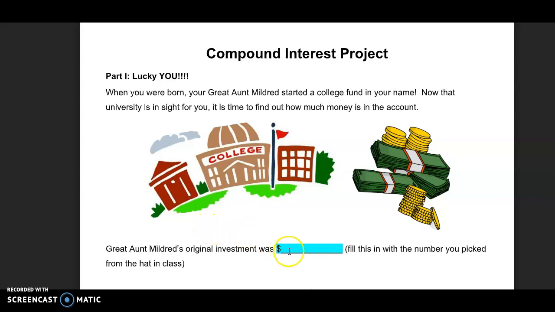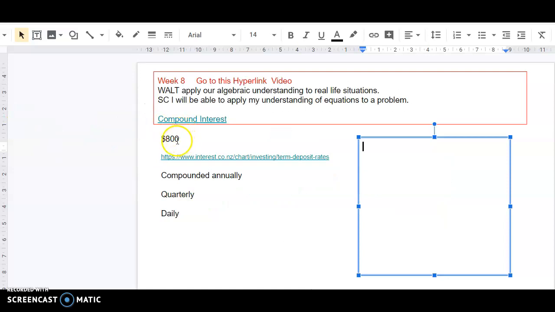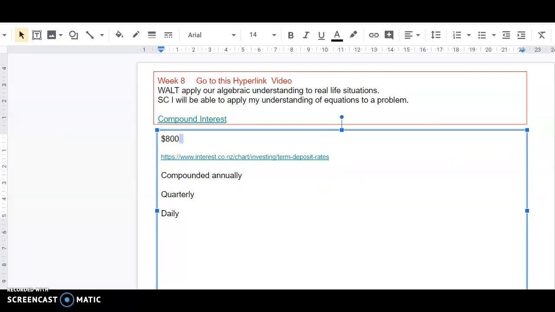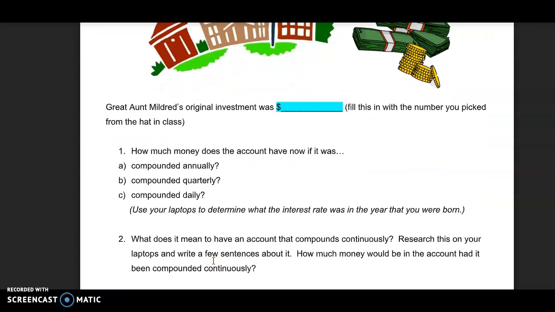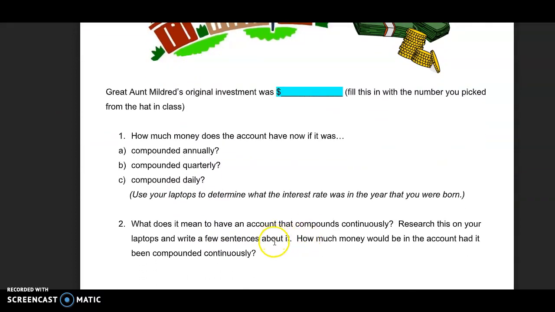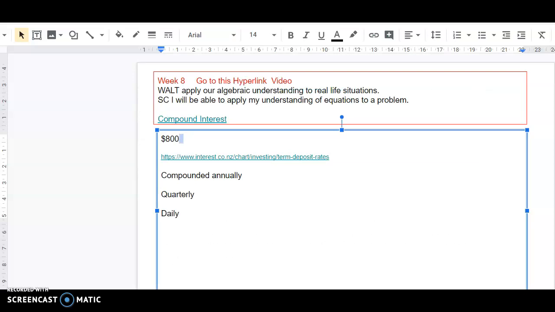So great aunt Mildred invested for you originally $800. So there's the amount that was invested, $800. Now, what you do need to do is figure out how much your money is worth now, 12 years later, or roughly 12 years later. For the purpose of this exercise, make it easy on yourself and don't worry about your months. You need to work out what the rate would have been if Aunt Mildred had invested annually, quarterly and daily.